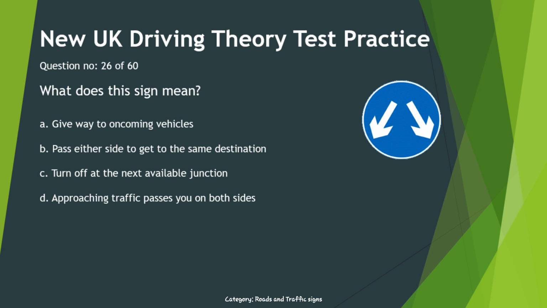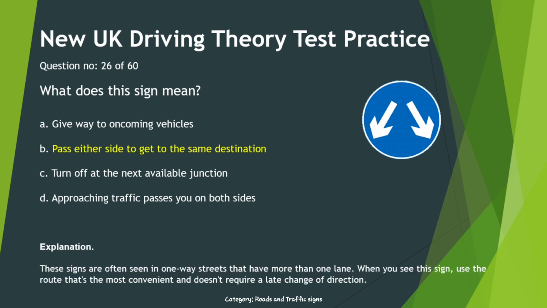Question 26 of 60. What does this sign mean? A. Give way to oncoming vehicles. B. Pass either side to get to the same destination. C. Turn off at the next available junction. D. Approaching traffic passes you on both sides. The correct answer is B. Pass either side to get to the same destination. Explanation. These signs are often seen in one-way streets that have more than one lane. When you see this sign, use the route that's the most convenient and doesn't require a late change of direction.